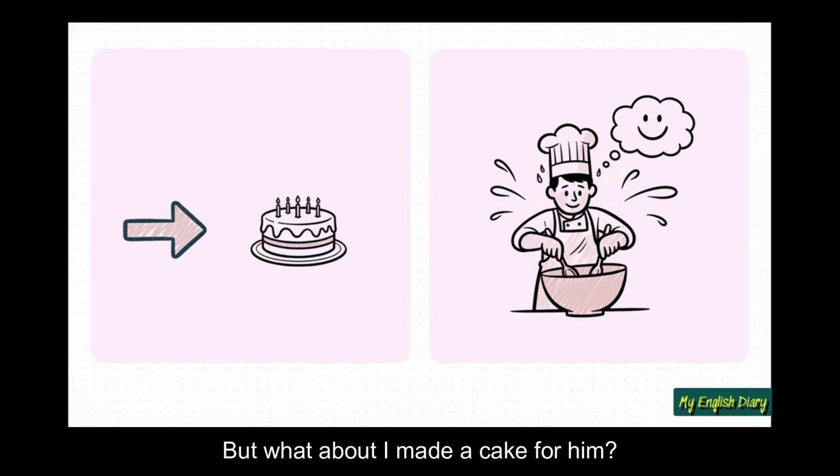But what about I made a cake for him? Now, for implies putting an effort on someone else's behalf. You did the hard work of baking, so they didn't have to, which grants them a benefit. It's a complete transfer of effort and care.